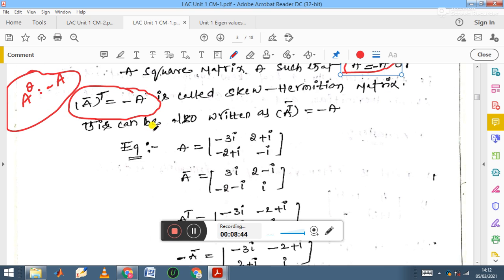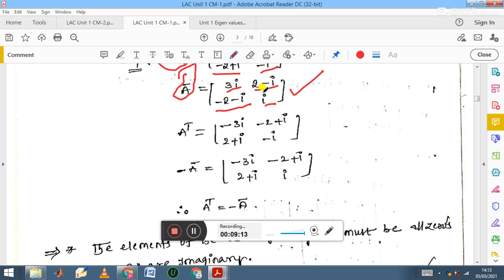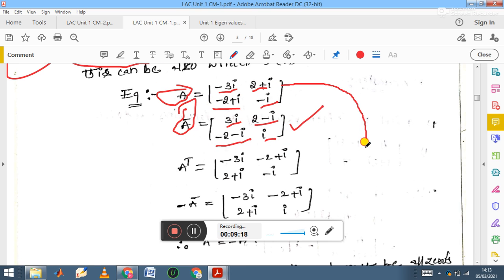Look at the example. This is your given matrix. Take its conjugate. Conjugate means replace plus by minus, minus by plus. Then your first element minus 3i becomes plus 3i, 2 plus i becomes 2 minus i, minus 2 plus i becomes minus 2 minus i, minus i becomes plus i. Now you have taken the conjugate in this step. Now you go for the transpose. So for the given matrix you take the transpose, then you get this matrix.